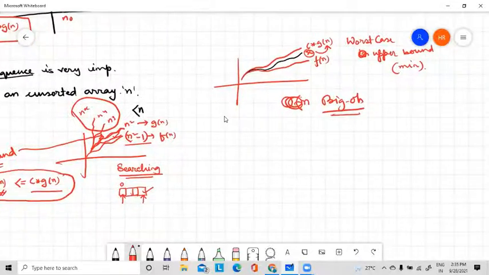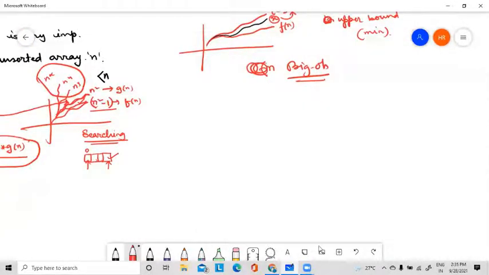Discussing these different asymptotic notations.